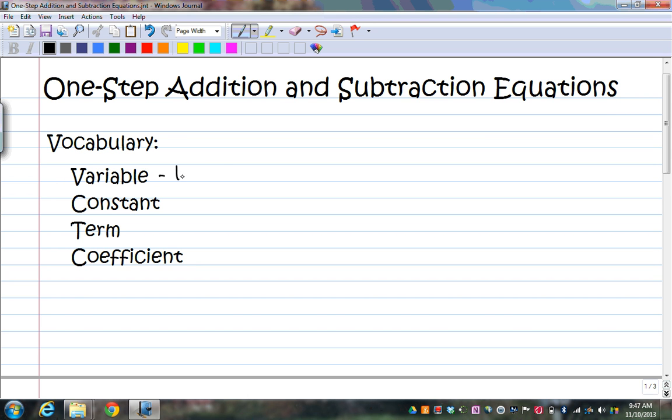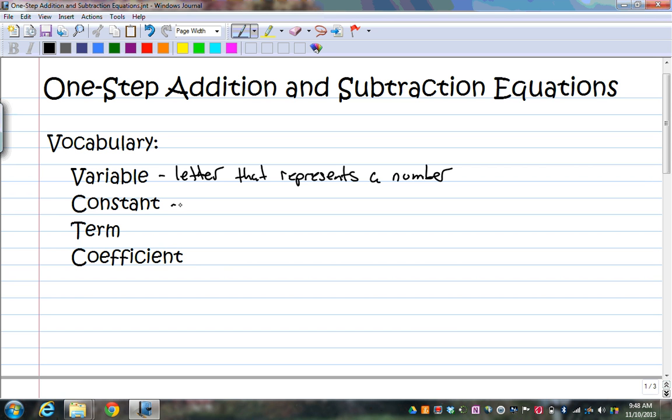A variable is a letter that represents a number. This is what you're solving for in an equation. So it's going to be your x, your y, your z, whatever it is. But it's what you're solving for.